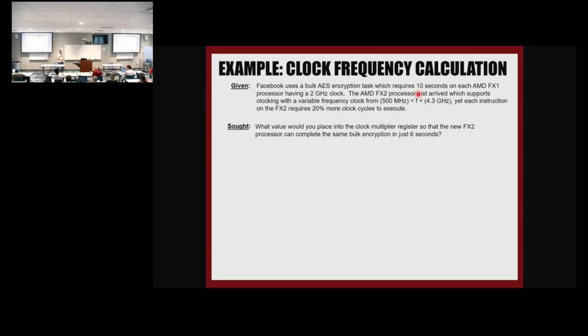Absolutely, yes. So the next step is, we have 20 gigaclocks here for processor FX1, but processor FX2 is going to need 20% more clock cycles. And it means that we have to multiply that by 1.2. 24. So we're going to have 24 gigaclocks for FX2. We have 24 gigaclocks. So we know the number of clocks.